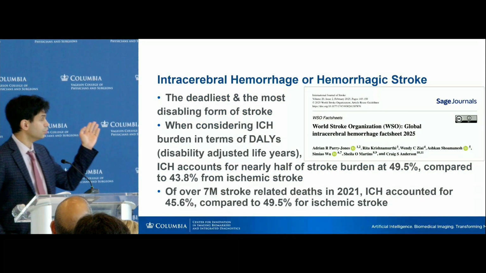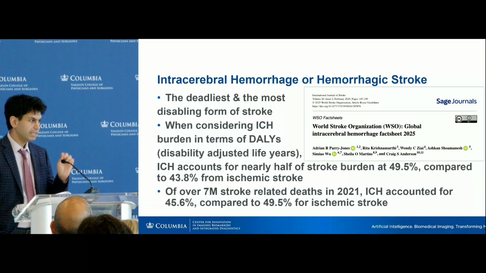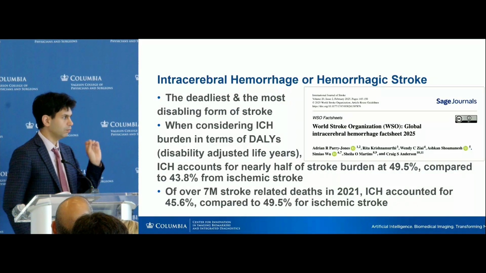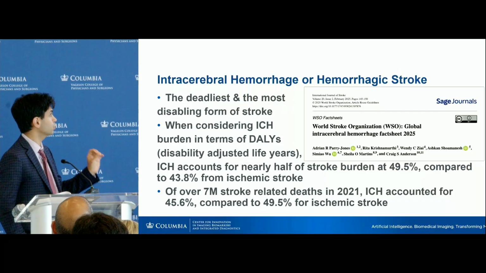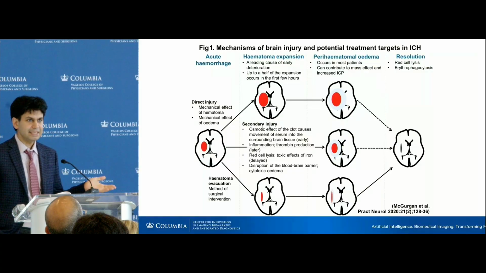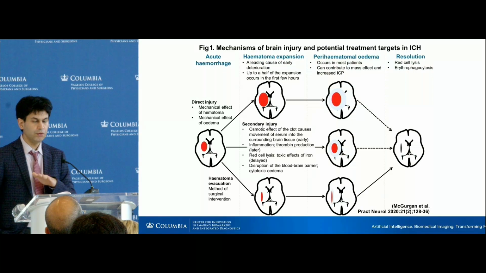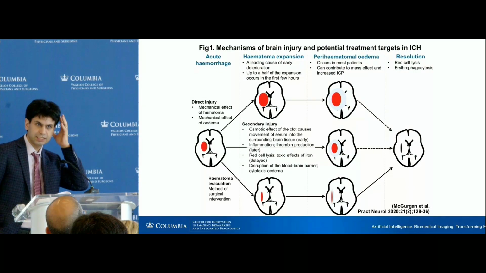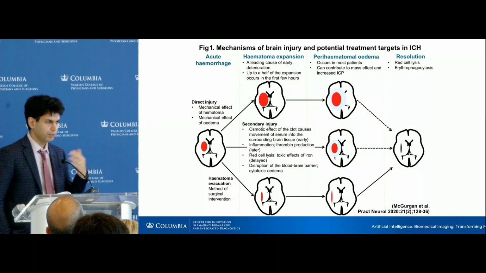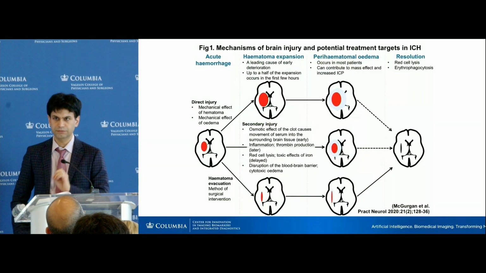Now, intracerebral hemorrhage is only 15% of all the strokes, but it causes half of the disability and half of the death related to stroke. So that's why I would call intracerebral hemorrhage, or hemorrhagic stroke, the deadliest and most disabling form of stroke. And unlike ischemic stroke, treatment is not really that great right now. If it is too large and close to the surface of the brain, we know that we can go and evacuate that blood. But other than that, our best bet is to prevent worsening of the patient's situation.